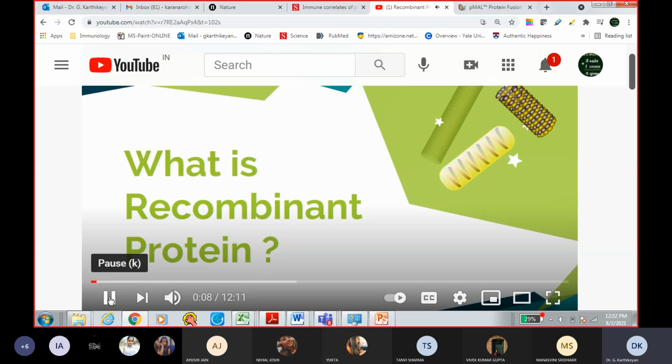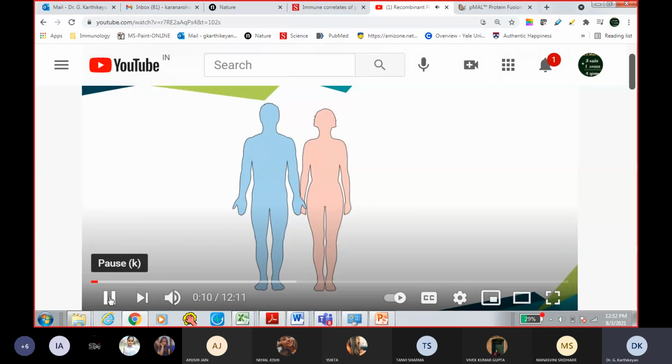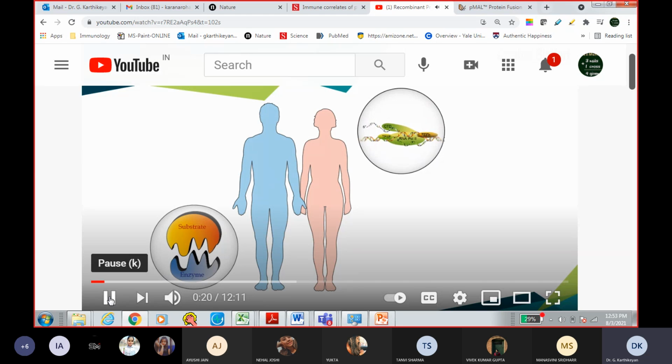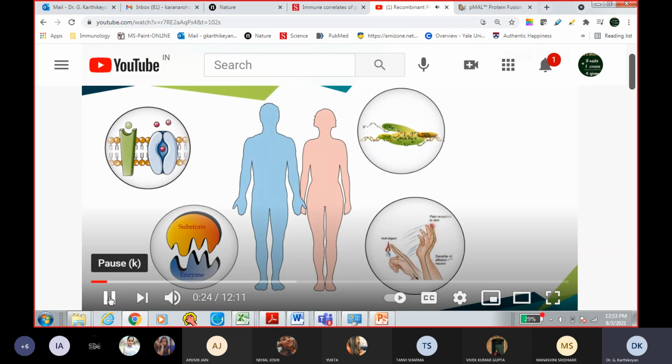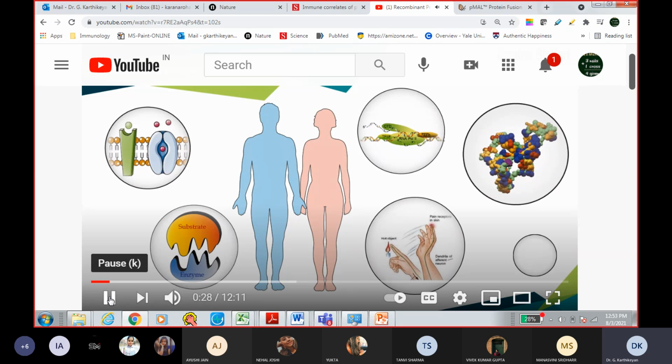Let's start with what is protein. Proteins are one of the most essentials for life. And these proteins perform a vast array of functions within organisms, including catalyzing metabolic reactions, DNA replication, responding to stimuli, and transporting molecules from one location to another.